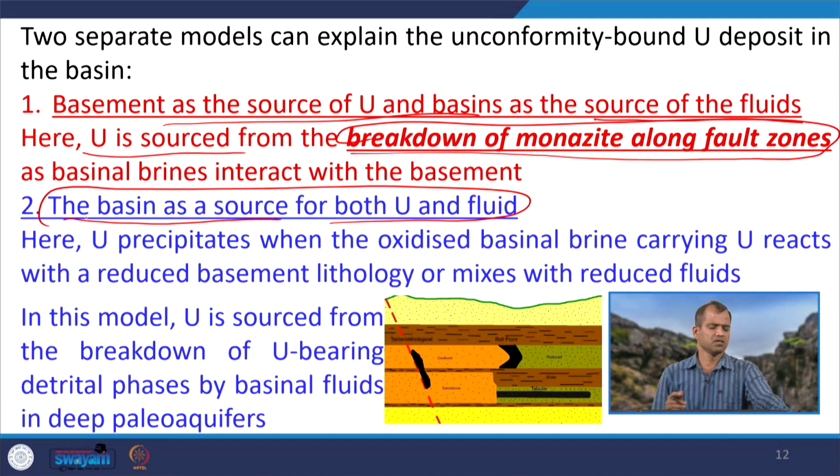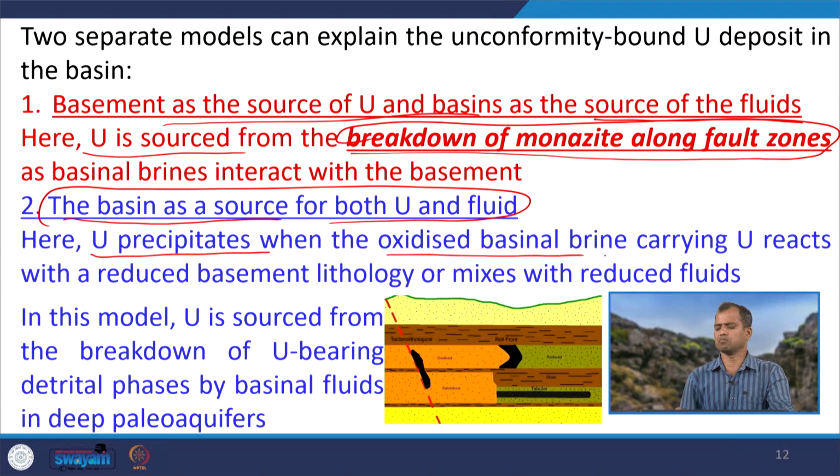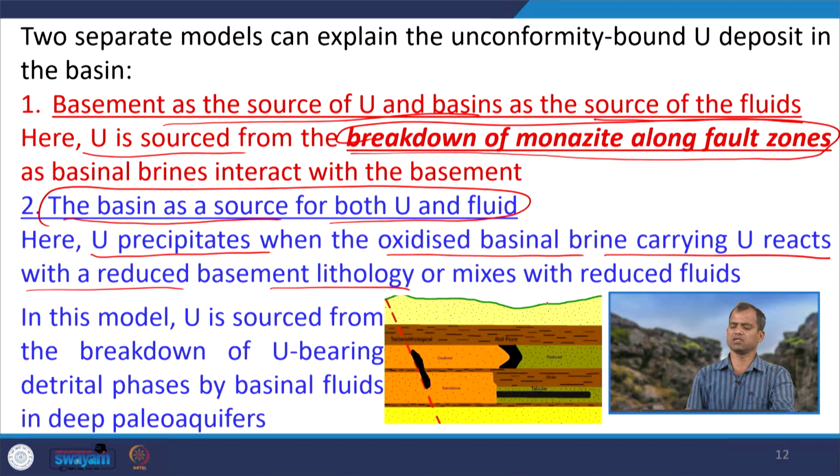So, that means this uranium is precipitated here in the oxidized basin. Brine carrying the uranium reacts with the reduced basement lithology and mixes with the reduced fluid, giving rise to the uranium deposits. So, that means the fluid may be from the basin or may be from this basement.